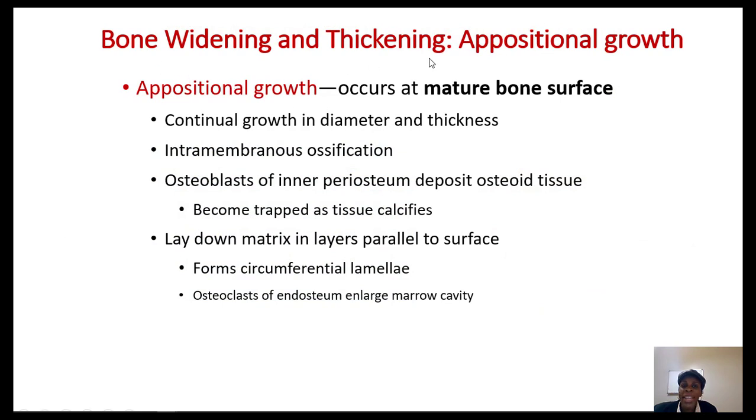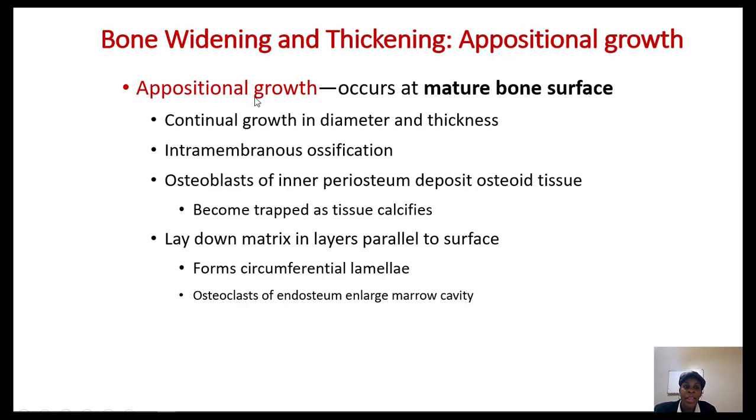In bone widening and thickening, right? So when you grow, for example, if you're 14, 16, or 20, you reach your height, or the height you will not pass, the bone will get thicker. That's why when you're 22, 23, you kind of look skinny. As you get older, you get thicker. That growth is called oppositional growth. It occurs at the mature bone surface. So it's a continual growth in diameter and thickness, right?